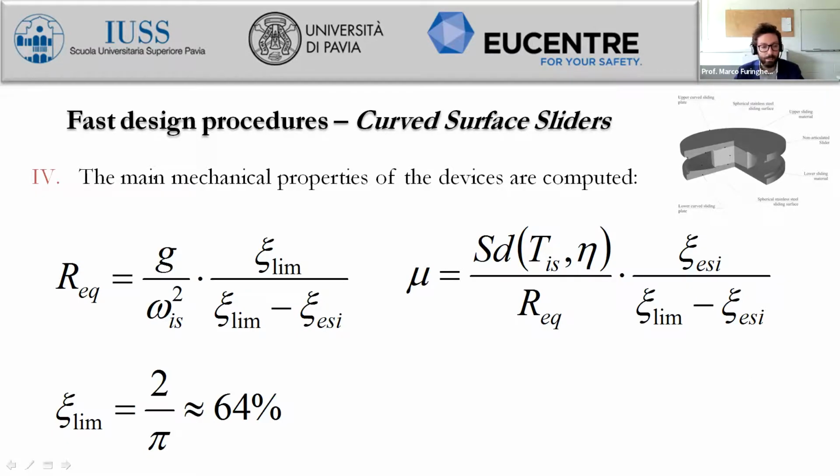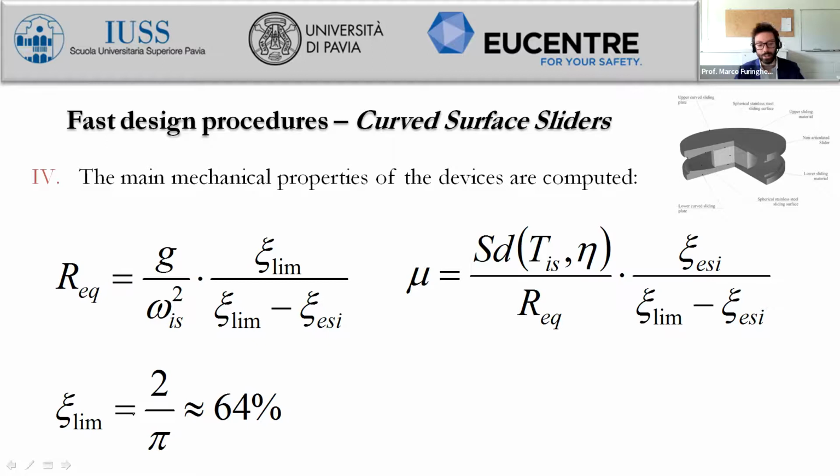I just highlight that both expressions are derived with respect to the maximum force definition and with respect to the definition of equivalent viscous damping. Both of them are functions of G, the gravity acceleration, and omega squared isolation, which is a direct function of the design period that we assume for the performance point. Then there is Xi AC, which is Xi D, the equivalent viscous damping ratio. But then there is also Xi limit.